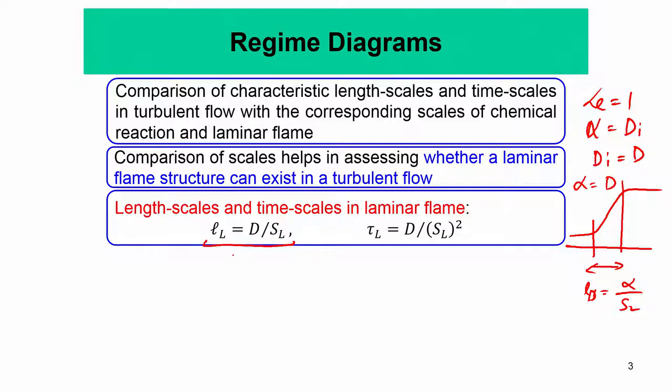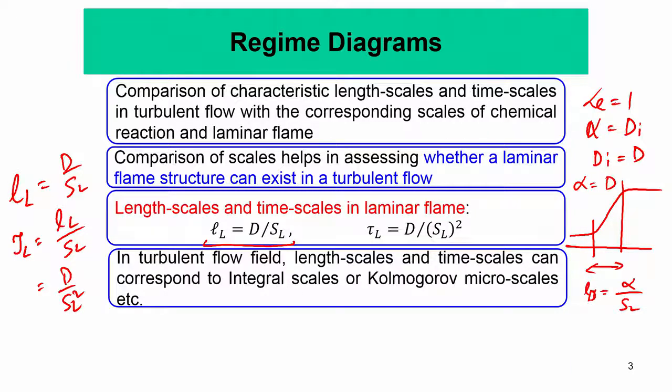So, our LL, which is a characteristic laminar flame thickness, is essentially D by SL. This is what we already obtained before in the laminar premixed flame class. If the length scale is D by SL, the corresponding time scale is LL by SL, which we can write as D by SL squared. So, that is what we have done.